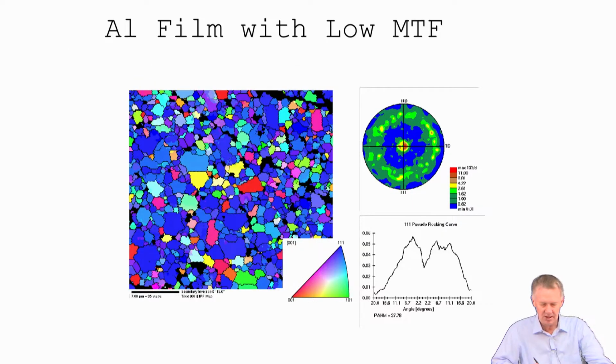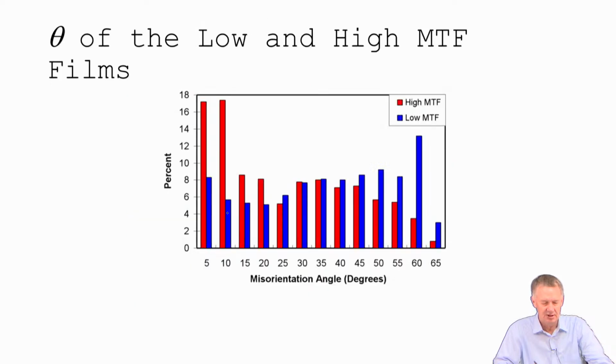We won't talk about the Rotkin curve. If we have a lower mean time to failure, we have this more random texture. This one is only 13 point something times random. Still a lot of 111s, but there's a lot of other things. So that's a lower mean time to failure. If we look at the misorientation angle histogram, then we see on the high mean time to failure film, we have a very high distribution of low angle boundaries. And in the lower time to failure film, we have a lot more of these higher angle boundaries in the distribution.